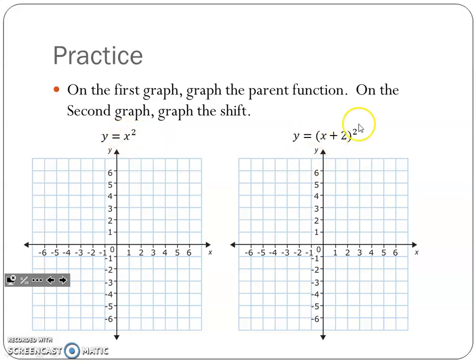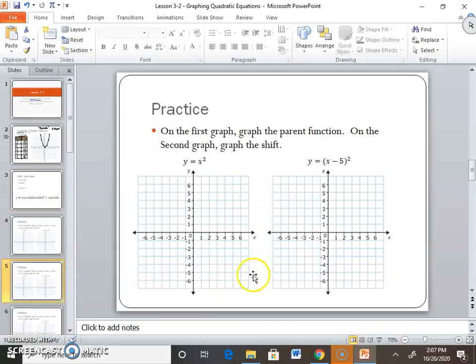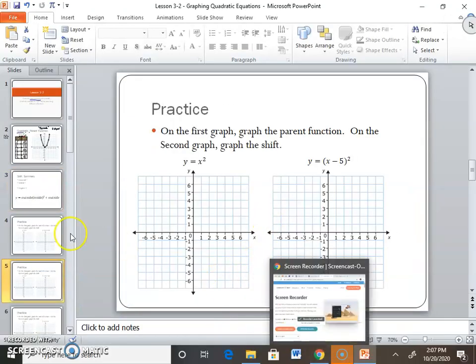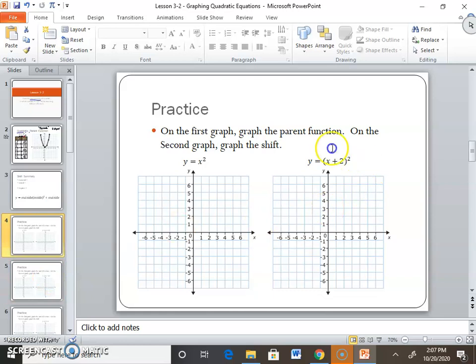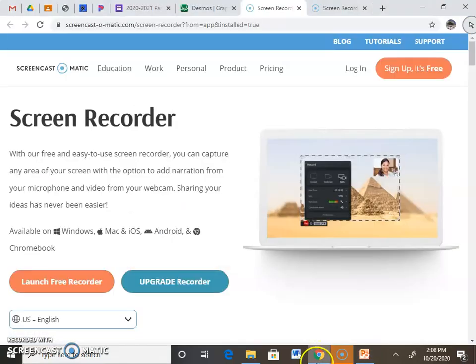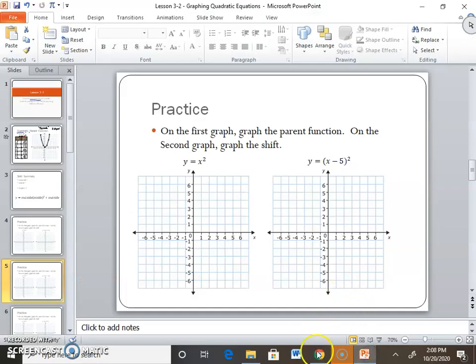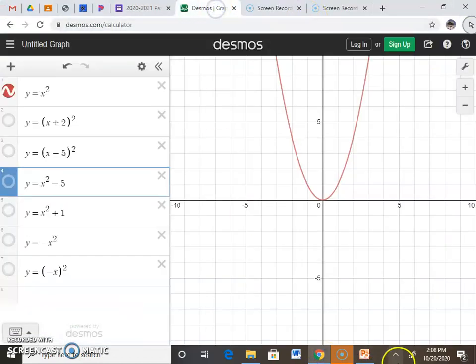So the first two shifts that we're going to look at is an (x plus 2) squared that's inside of parentheses, and we're going to look at an (x minus 5) squared. Okay? And this is just kind of an investigation. We're going to investigate and see what happens when I deal with the (x plus 2) squared and when I deal with the (x minus 5) squared. Okay? So, let's go to the internet.